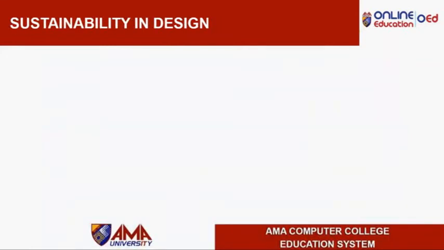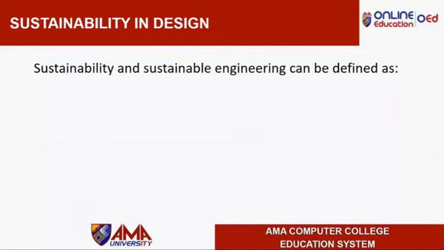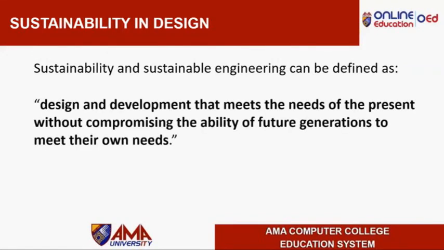So we have now sustainability in design. Sustainability and sustainable engineering can be defined as design and development that meets the needs of the present without compromising the ability of future generations to meet their own needs. Again, design and development that meets the needs of the present without compromising the ability of future generations to meet their own needs.